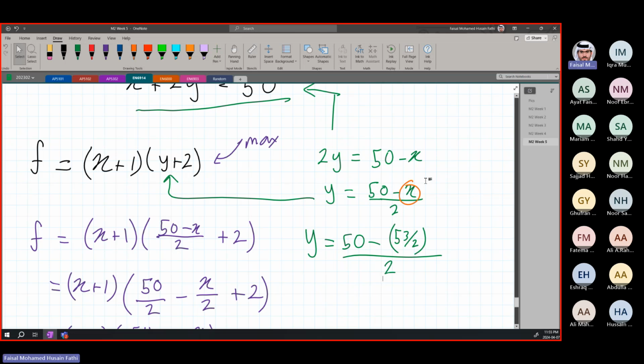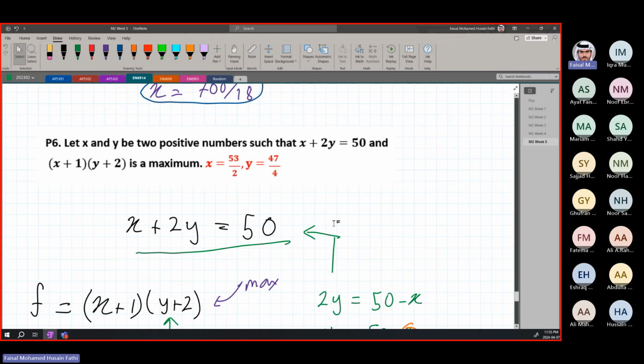Okay. Noor, what was not clear about this? Because we solved this the exact same way we did earlier. Is the algebra part not clear, or the idea not clear, so I know what to focus on? Okay. If we go back to the question, the question says x plus 1 times y plus 2 is a maximum.